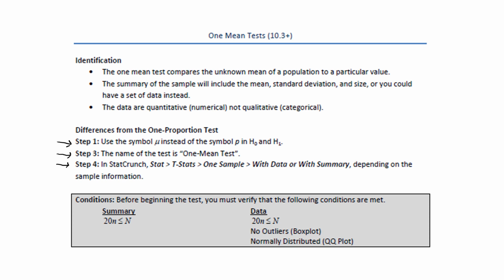If you only have summary information, then we'll make sure that the sample is no more than 5% of the population size, by checking that 20 times the sample size is not greater than the population size. If you have data, in addition to that condition, we need to make sure that the set of data has no outliers. We can do this with a box plot, and we need to make sure that the data are normally distributed, and we can do that with a QQ plot in StatCrunch.